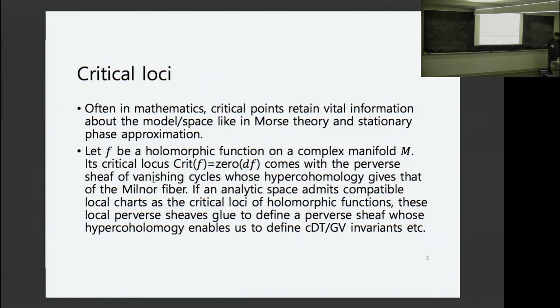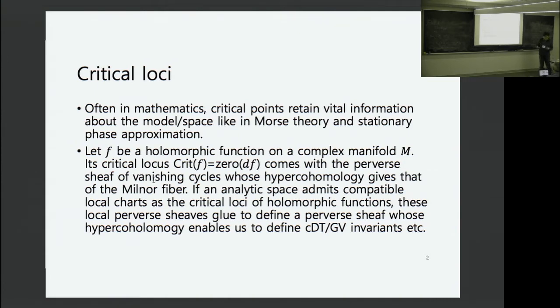Speaking of critical loci, let me mention a recent development in algebraic geometry related to critical loci. If f is a holomorphic function on a complex manifold M, the critical locus is defined as the zero locus of the differential of f, a section of the cotangent bundle, and it comes automatically with a Hilbert sheaf of vanishing cycles, which basically gives us the cohomology of the Milnor fiber of the function f.